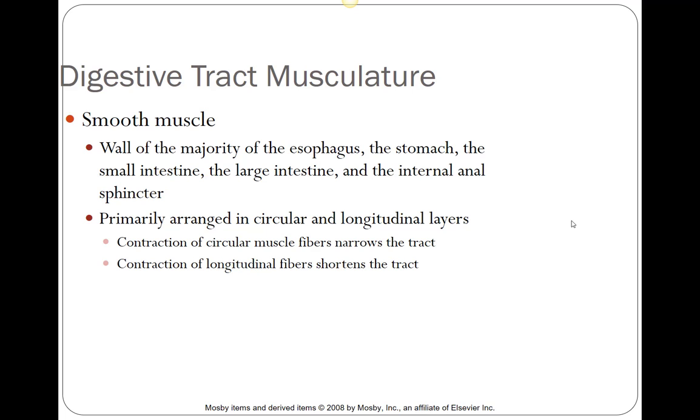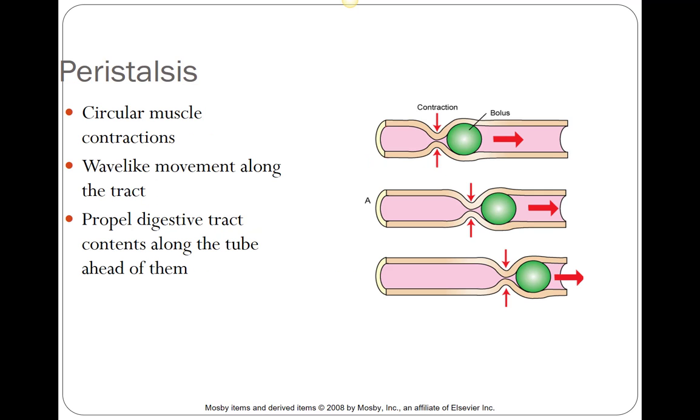And it's arranged in both circular and longitudinal layers. What this does is allow it to contract and pinch down, and then allow that pinching to move forward to help move food through what we call peristalsis. So this is actually showing peristalsis right here. So here's a food bolus.